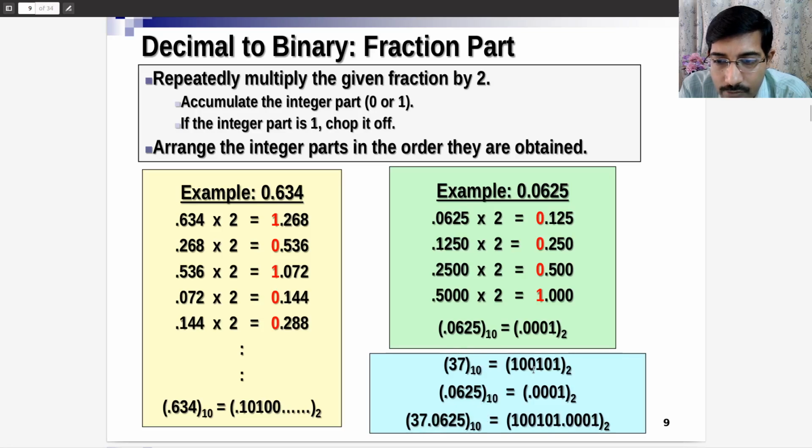So 37, the integer part, we have done using division and taking the remainders and then writing them bottom up. The fractional part we will multiply, put the integer number here and move on until we reach a 1. So 37.0625 is nothing but 100101 from the previous slide, and in this slide we got 0.0001.